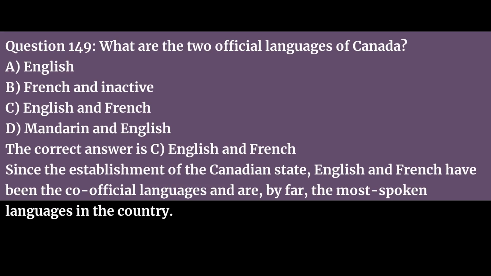Question 149. What are the two official languages of Canada? A. English. B. French and inactive. C. English and French. D. Mandarin and English. The correct answer is C. English and French. Since the establishment of the Canadian state, English and French have been the co-official languages and are by far the most spoken languages in the country.